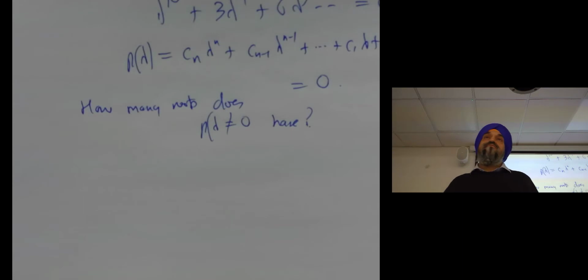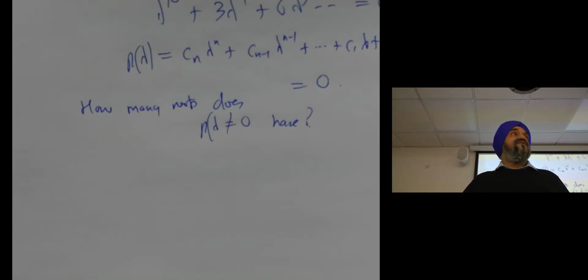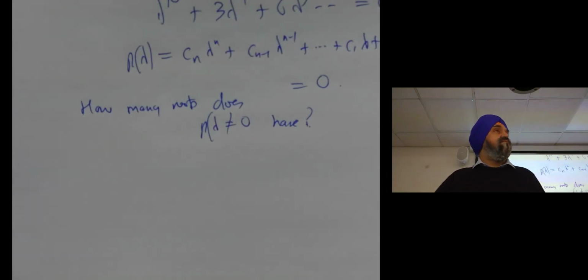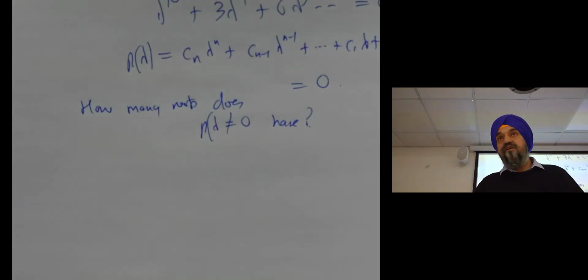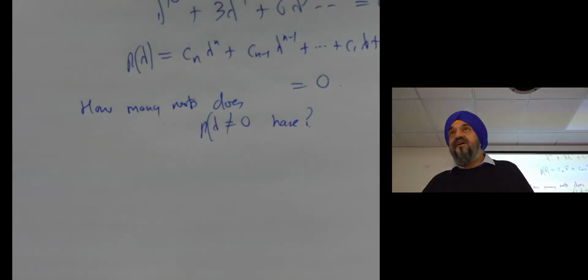But how do you know this? I'm going to tell you that. How do you know it's going to have exactly 5 roots for a quintic equation, exactly 10 roots for an equation of degree 10? Well, you don't really know it at the moment because you wouldn't have done it very much.